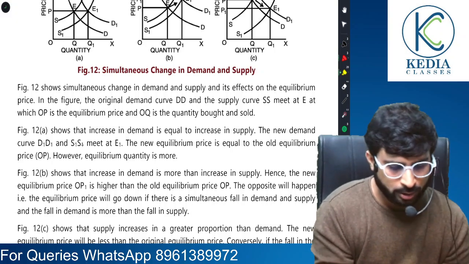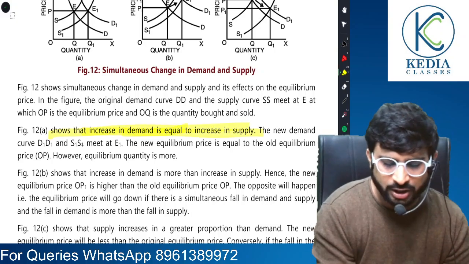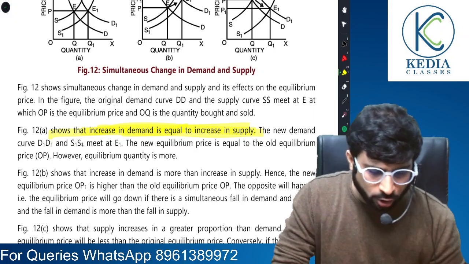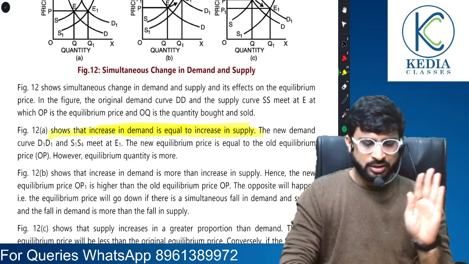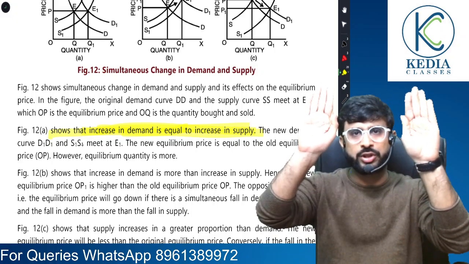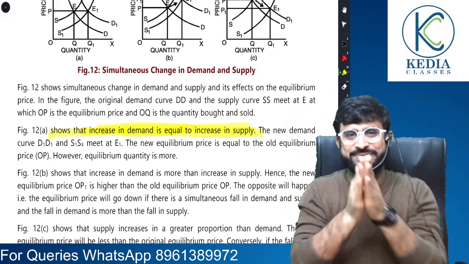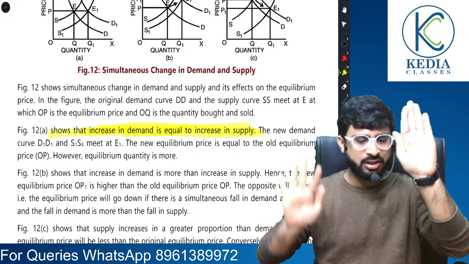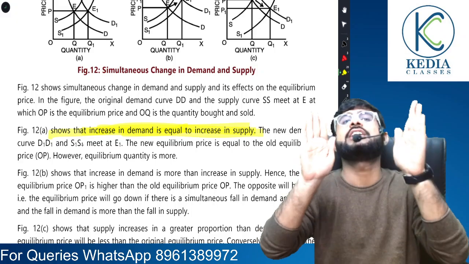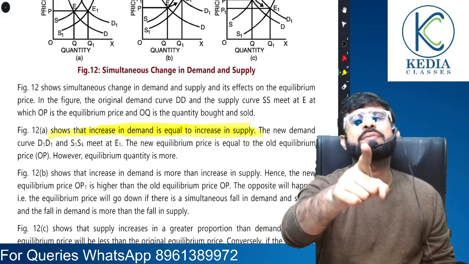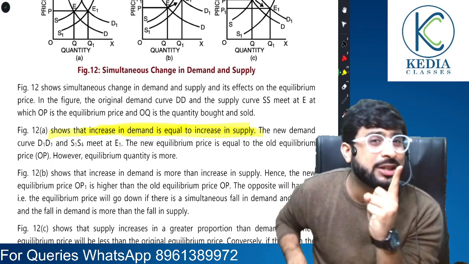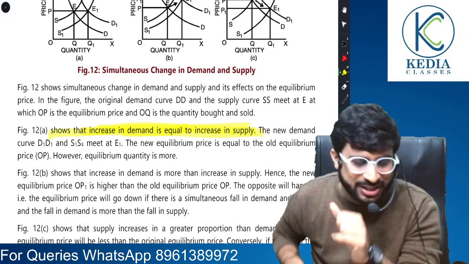Case number one. When increase in demand is equal to increase in supply. I will not draw any diagram. Though you can draw, but I will not draw. See, demand and supply are here. Demand increased, supply also increased by the same amount. Both are increasing by the same amount. So they are again at the same level. If they are at the same level, is there any excess demand? No. Is there any excess supply? No. So will the equilibrium price change? No. No change in equilibrium price.